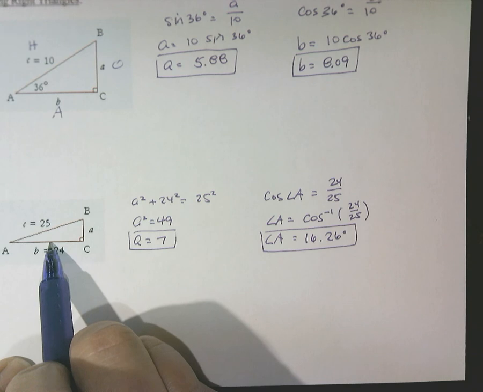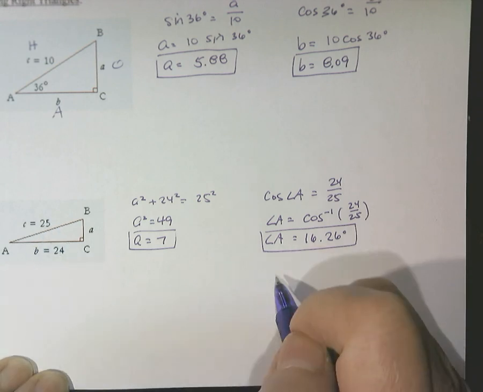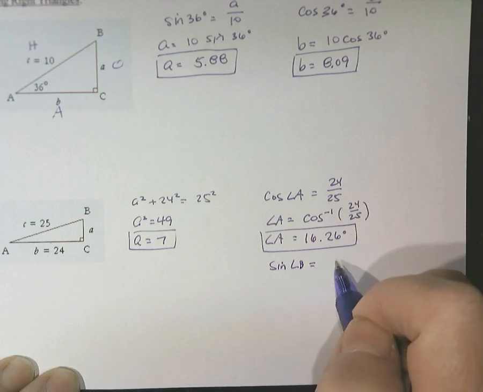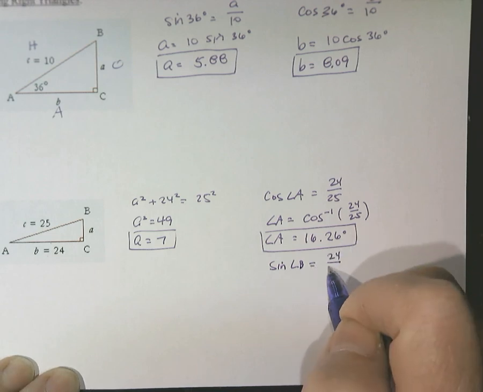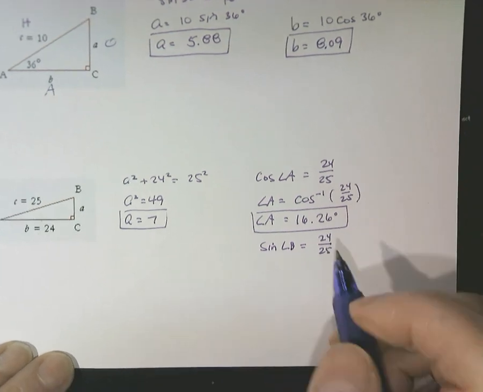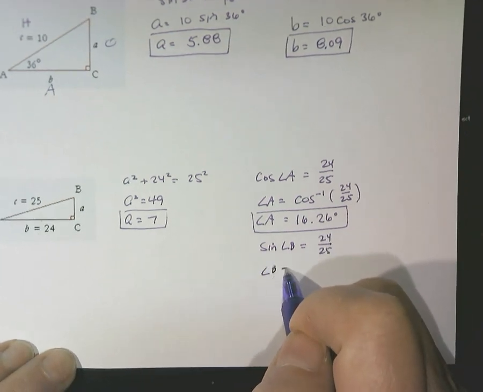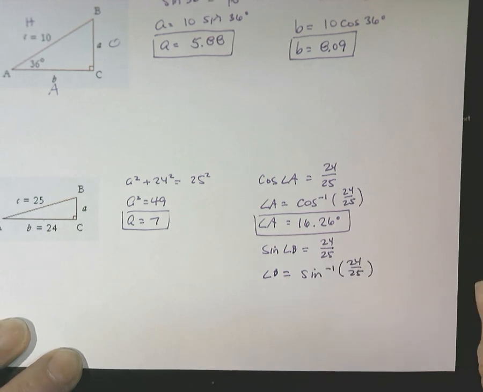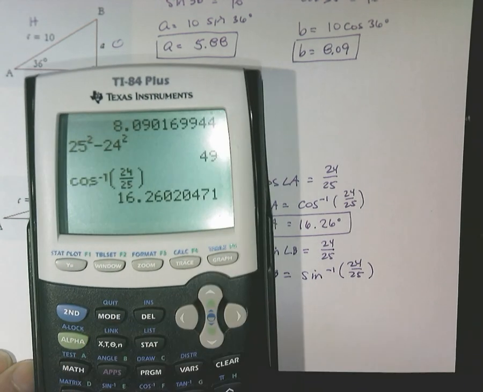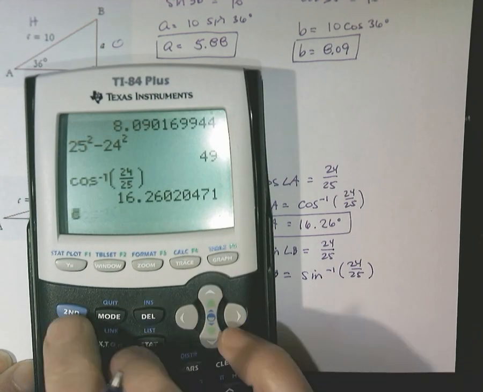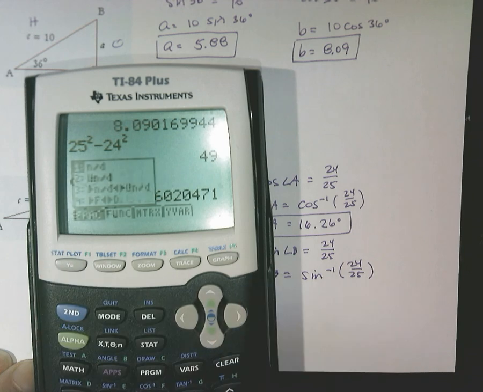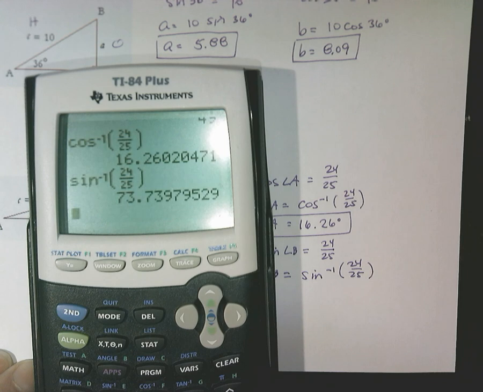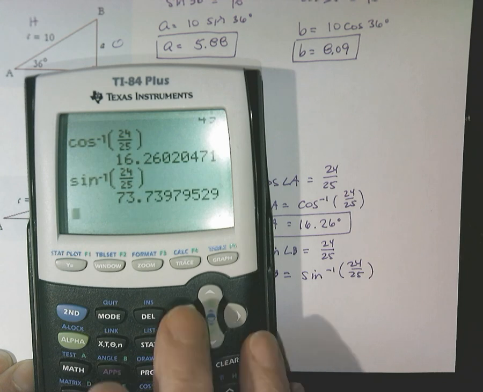24 is opposite. 25 is hypotenuse. So I'm going to say sine of angle B equals the opposite, which is 24 over 25. So angle B is equal to inverse sine of 24 over 25. And I get 73.74 degrees.